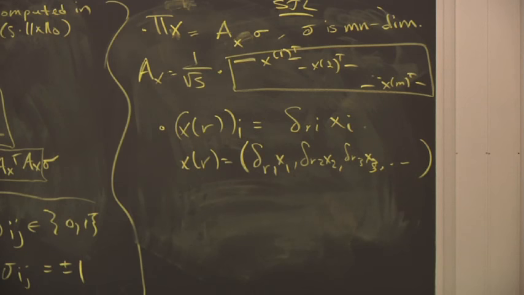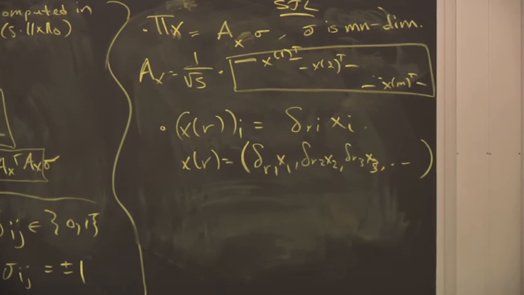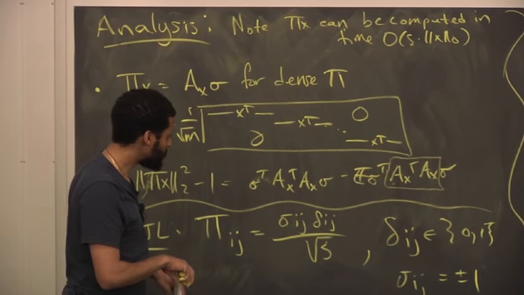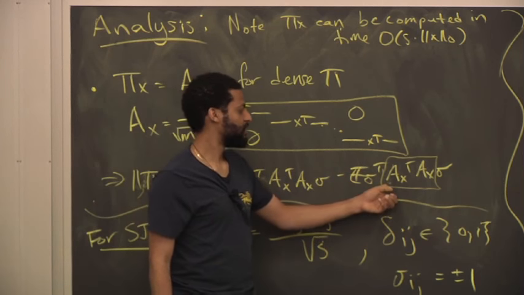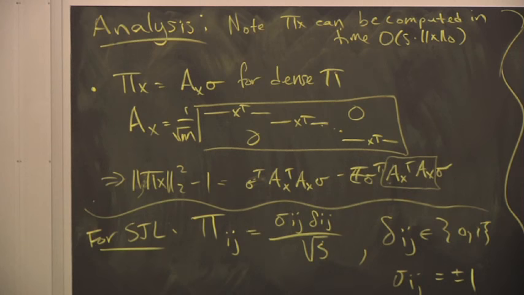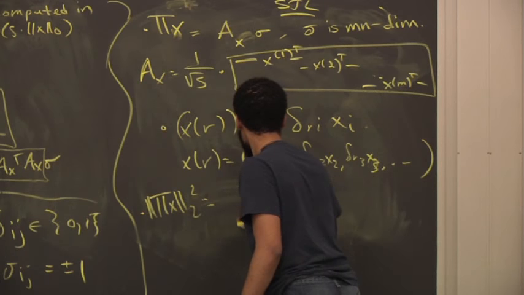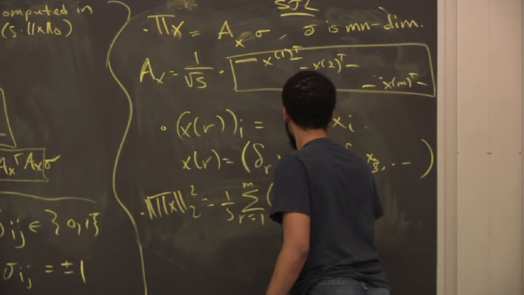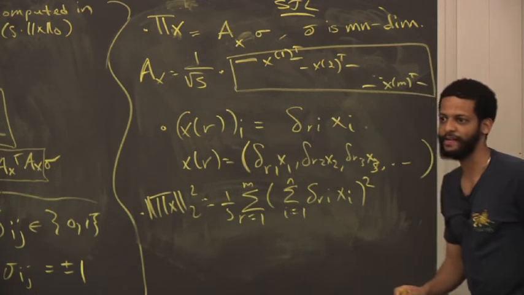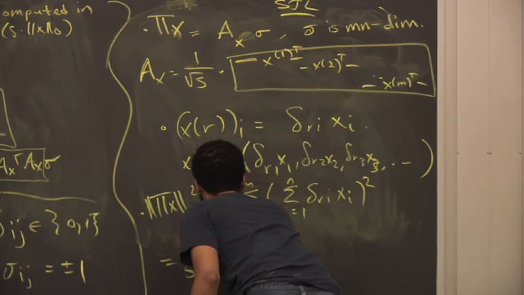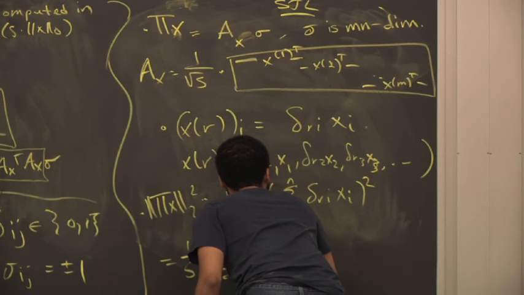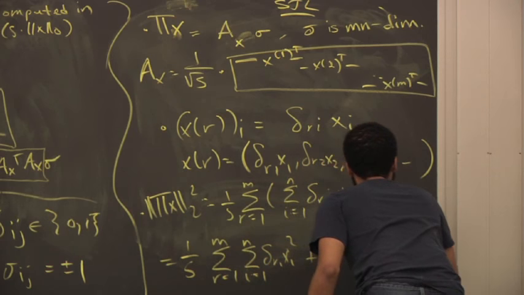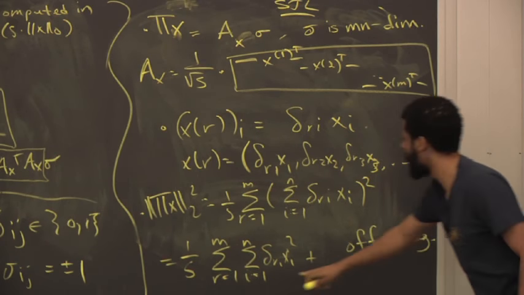Okay. And actually, that's the reason why dependent entries matter so much. The point is the diagonal entries here always cancel out the entries here. So if I were to write it out, another way of writing it is you can write the L2 norm squared of pi x as sum r goes from 1 to m, there's a 1 over s here, sum i goes from 1 to n of (delta_ri x_i) squared. And this is equal to 1 over s, sum r from 1 to m, sum over i from 1 to n of (delta_ri x_i) squared, plus the off diagonals, plus the case where i is not equal to j.